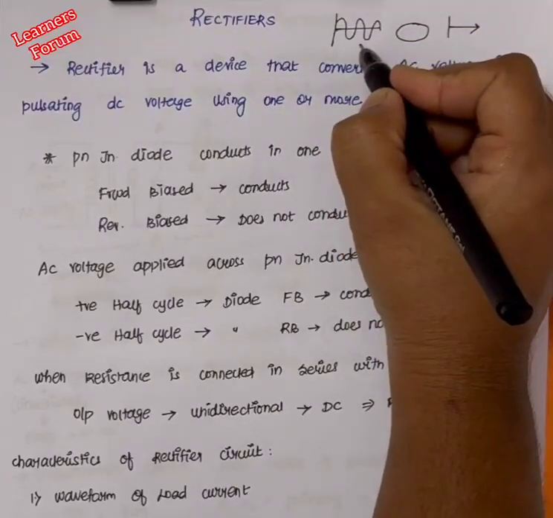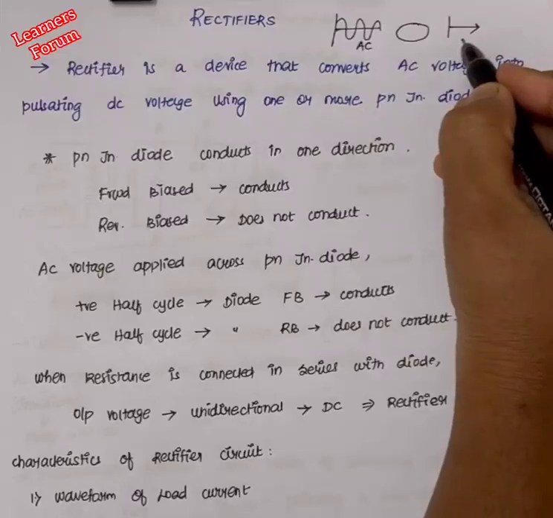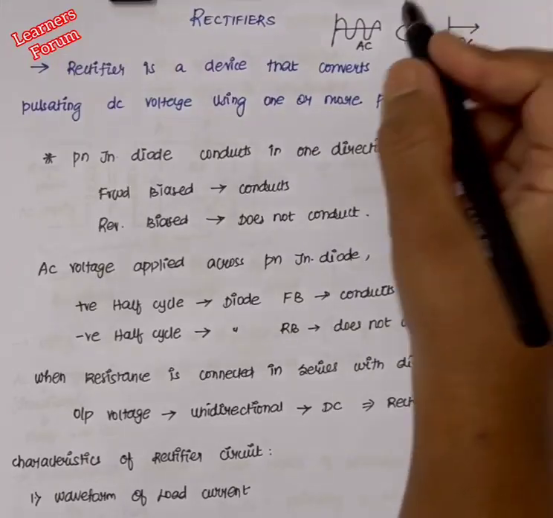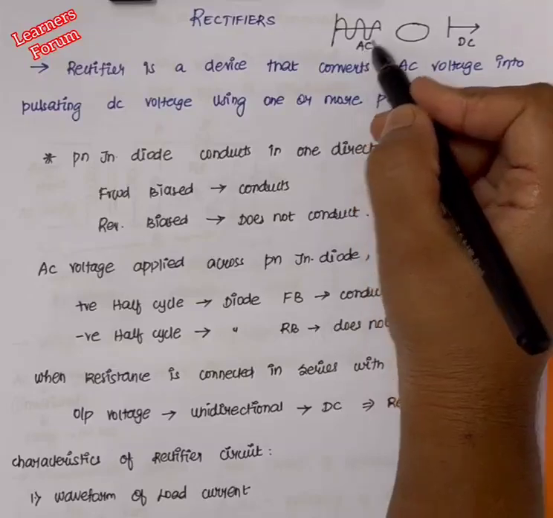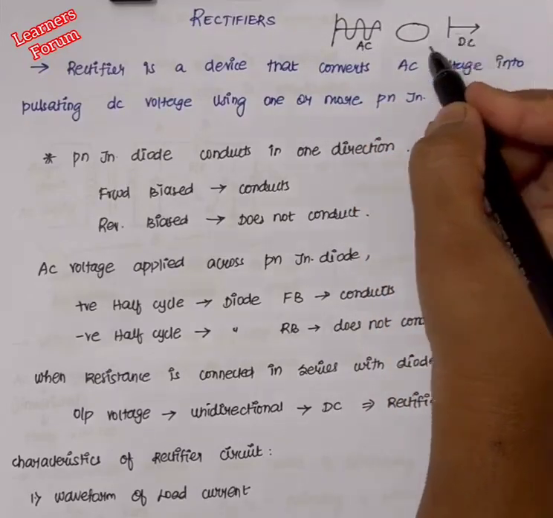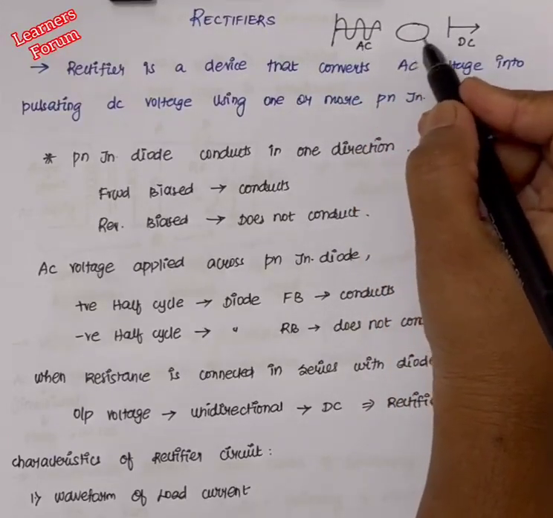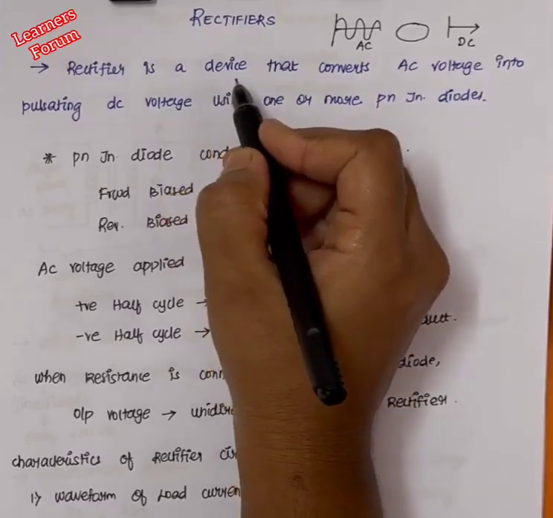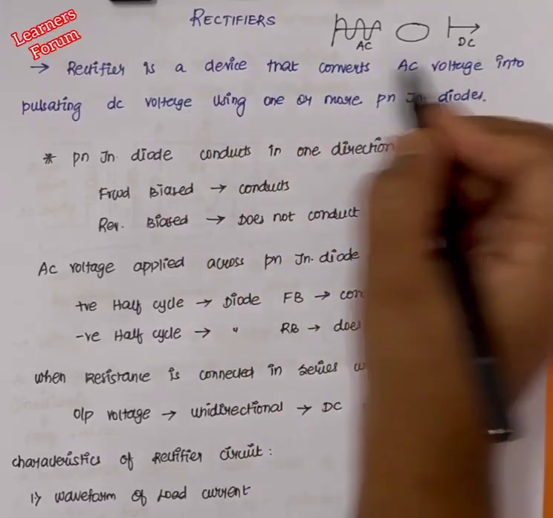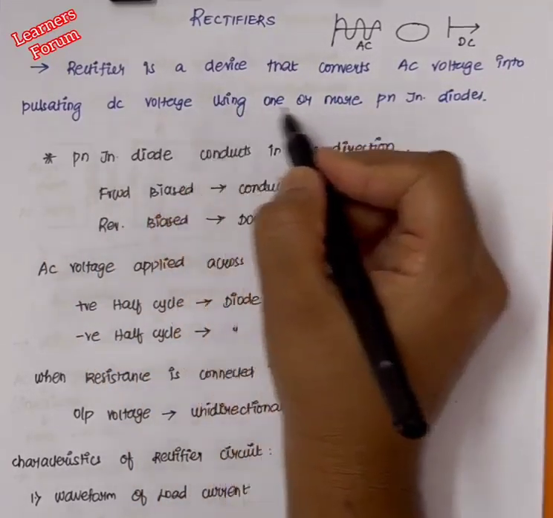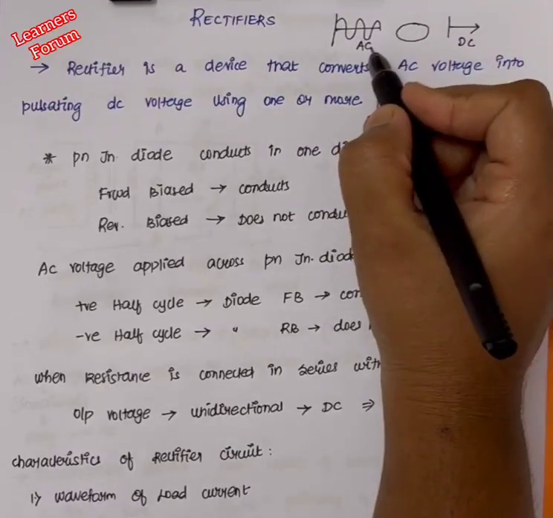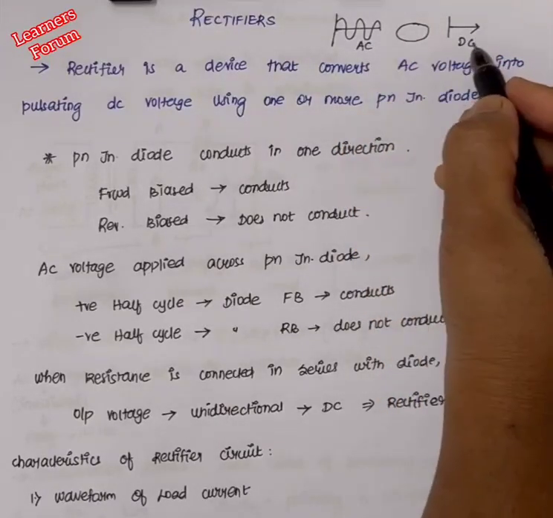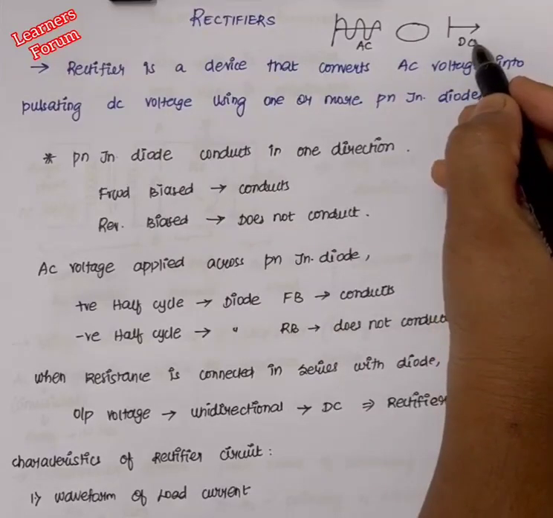We call this signal an AC signal and this one a DC signal. Whenever we have to convert an AC signal into its equivalent DC signal, we use a device called a rectifier. A rectifier is a device that converts AC voltage into pulsating DC voltage using one or more PN junction diodes. So here the process is converted from AC to DC, but in terms of pulsating DC.